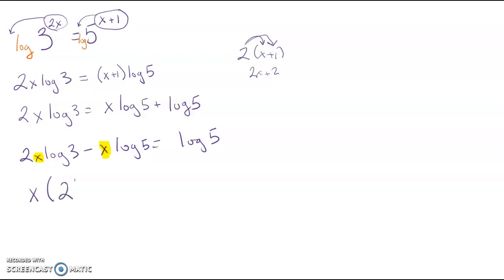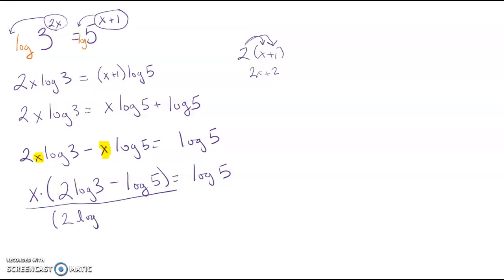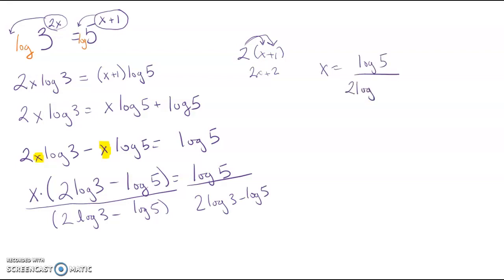So that would look like x times 2 log of 3 minus log of 5 equal to log of 5. And now this long parentheses is just being multiplied by your x. So the only way to get rid of it is I need to divide all of that. So I'm going to take all of this and divide it. All right. So when I do that, my final answer, in my numerator, I have log of 5. In my denominator, I have 2 log of 3 minus log of 5.